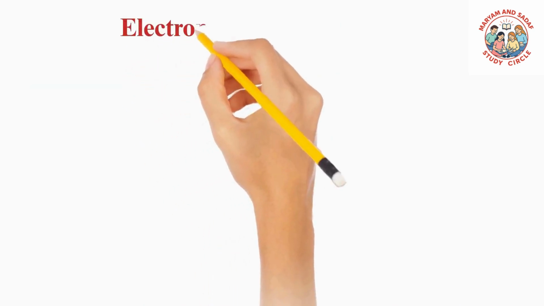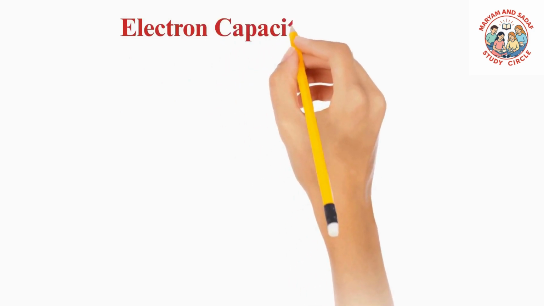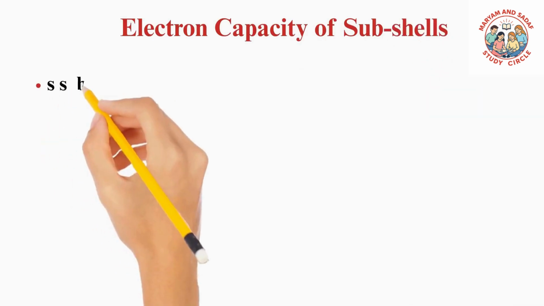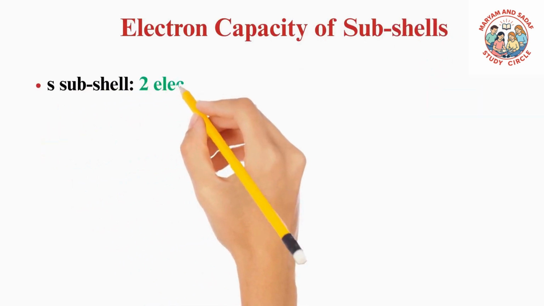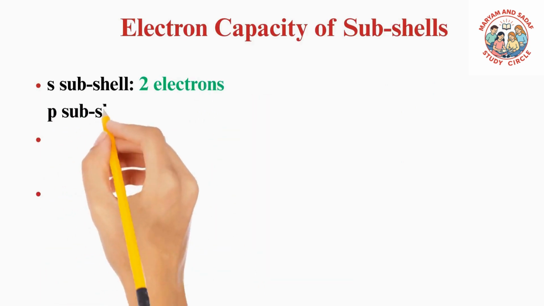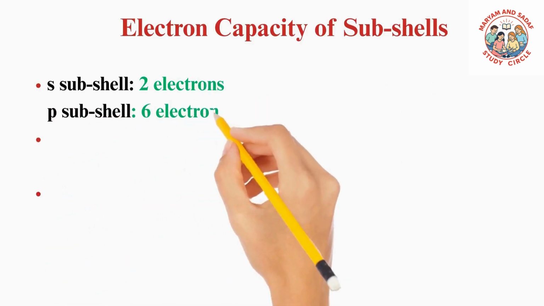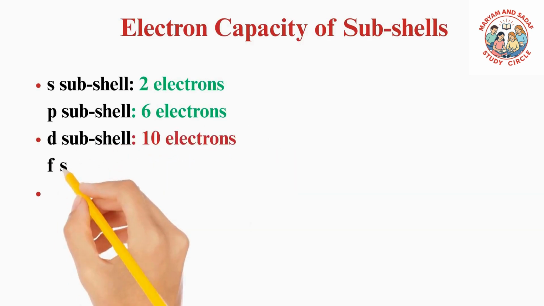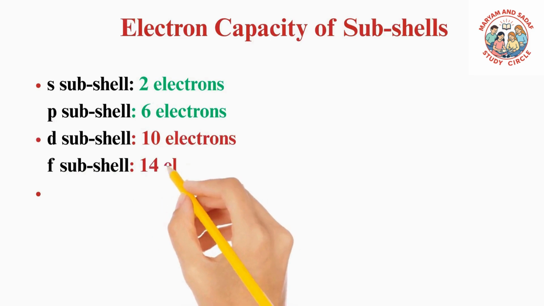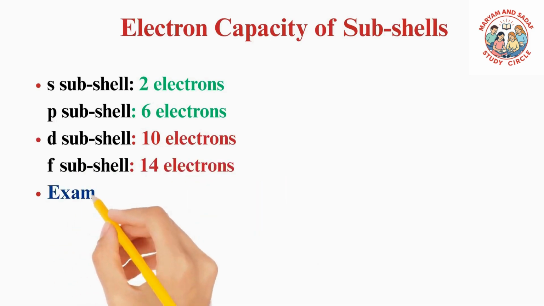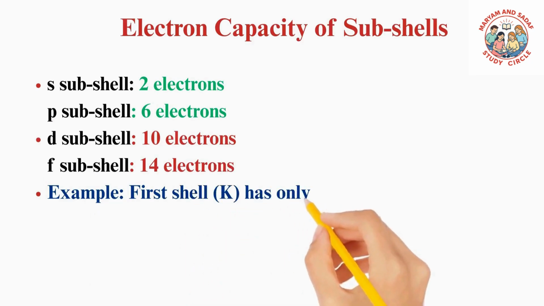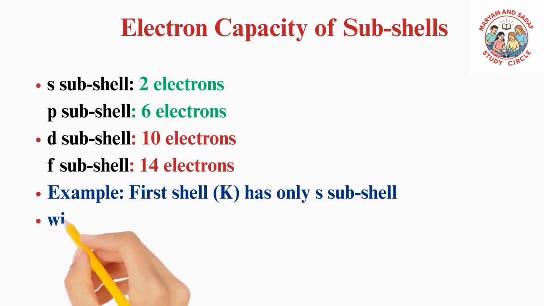Electron capacity of subshells. The S subshell contains 2 electrons. The P subshell contains 6 electrons. The D subshell contains 10 electrons. The F subshell contains 14 electrons. Example: the first shell, K, has only the S subshell with 2 electrons.